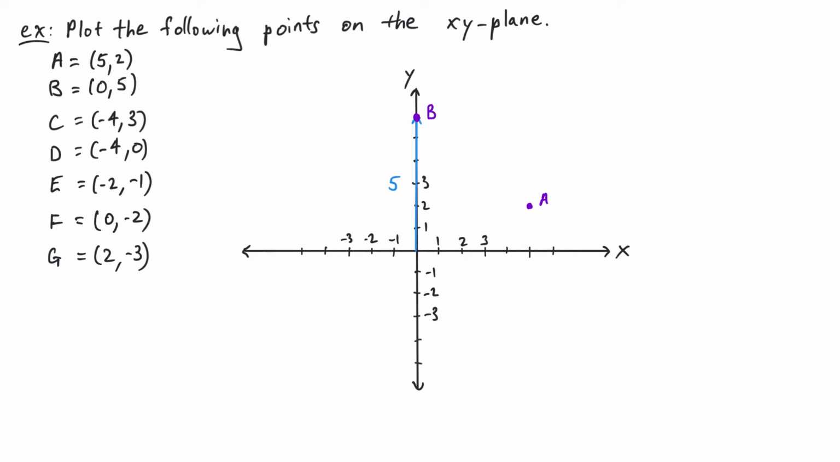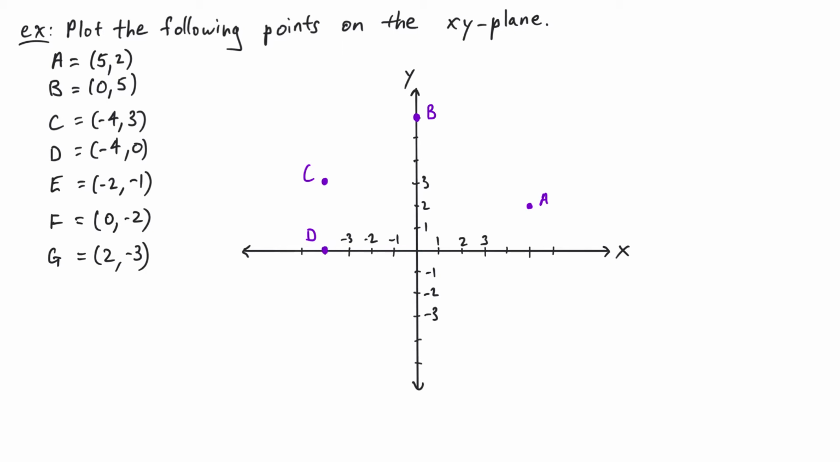Next, let's plot the point C. It has coordinates (-4, 3). Notice that the x-coordinate is -4, which is negative. If our x-coordinate is negative, that means we'll be going left instead of going right. So with the coordinates (-4, 3), we'll be going left 4 units and then up 3 units. So we have our point C over here. Our next point, D, has coordinates (-4, 0). So we'll just be going left again 4 units and then 0 units vertically. So our point D is over here.